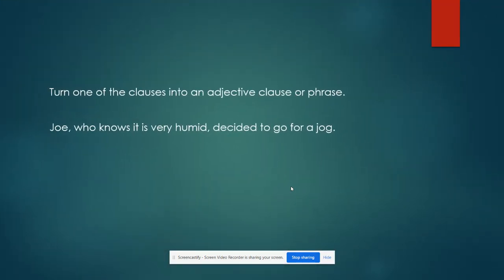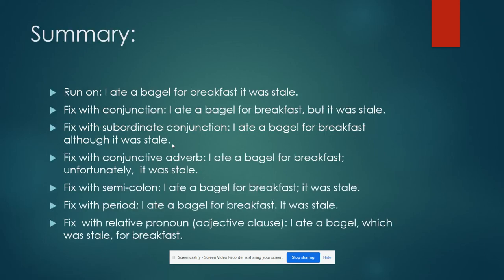You can also use relative clauses. You can turn one of the clauses into an adjective clause or phrase, depending on the sentence. So we had that it was very humid and Joe decided to go for a jog. So what I did here is we took the second sentence and we turned it into a relative clause. And we gave it, remember, the relative pronoun, and there's what it modifies. So we turned it into an adjective clause. So we're creating complex sentences.